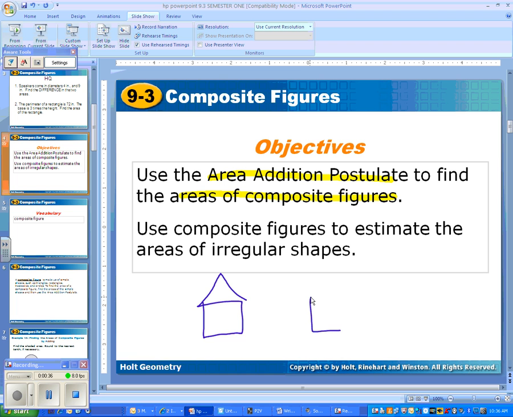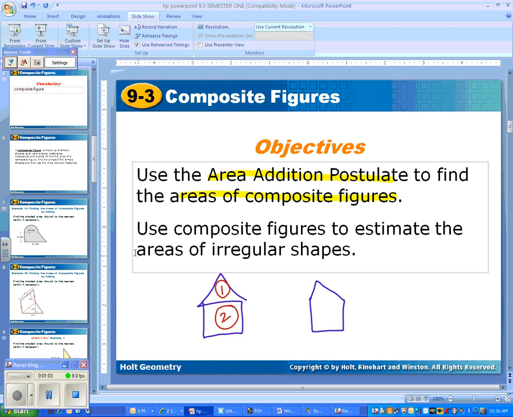If I just give you this shape, we don't know exactly what formula we could use. It's not a trapezoid, it's not a parallelogram, it's not a circle, it's not a triangle. So we're going to split it up into two different pieces that we do know the area formula for. And if we add up the area of this triangle with the area of this square, we're going to get the area of the whole composite figure. And that's what the area addition postulate states.